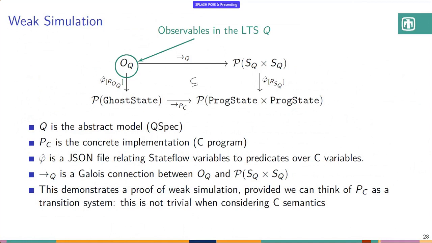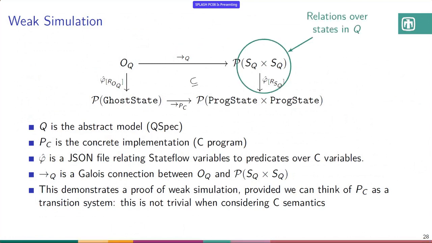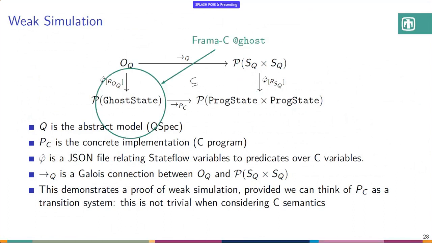We label the actions of this state Q as observables in the model. If this is a traditional LTS, you might see these labeled as A, but here they are observables. We have this transition relation, and then we have relations over the states in Q. And then we have this refinement. In order to do the refinement, we have to handle a Frama-C ghost state to handle these observables, which you can think of as the environment or volatile variable access. I'll get into that later.